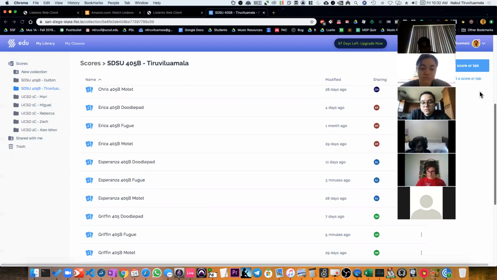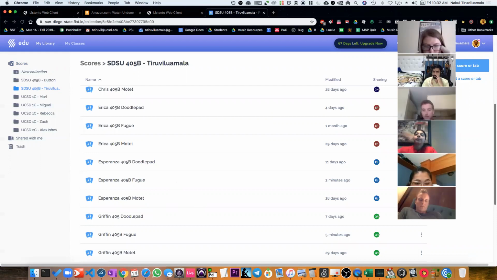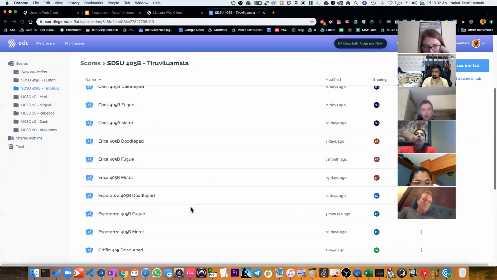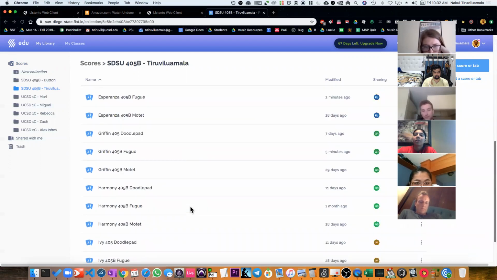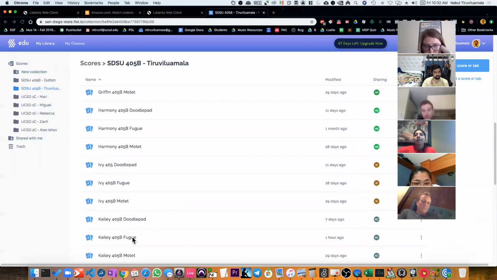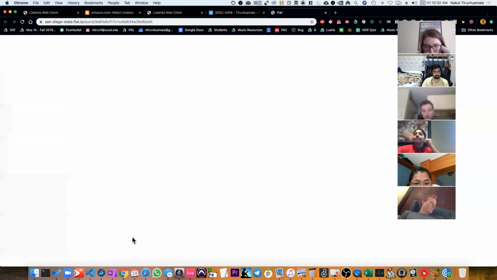I also remember Kaylee mentioning that she had started. I don't know if she did it on flat. Yeah, I did it under the fugue section, but I have no clue what I'm doing at this point. Okay, let's take a look. Kaylee, 405B fugue.